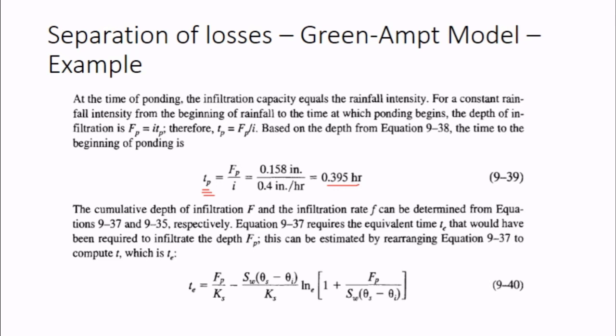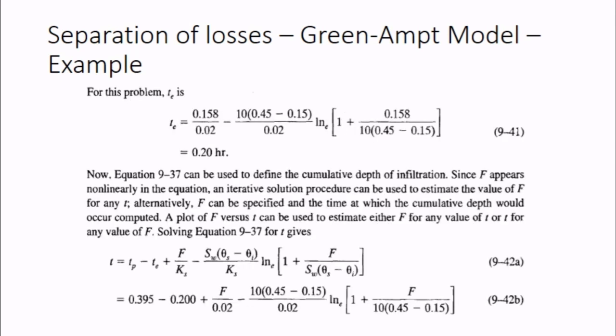Okay, so equation 9-37 requires the equivalent time T sub E that would have been required to infiltrate the depth F sub P. This can be estimated by rearranging equation 9-37 to compute T, which is T sub E. Yan, so meron na tayong T sub E. Okay, so equivalent time. Then pag nakuha mo na yung equivalent time na 0.20 hour, so now equation 9-37 can be used to define the cumulative depth of infiltration.